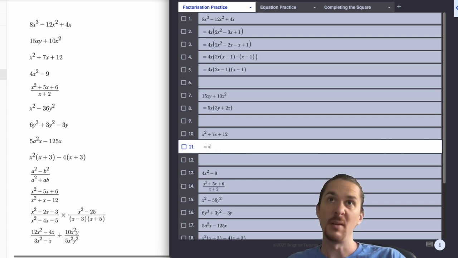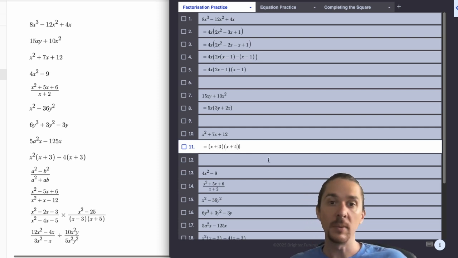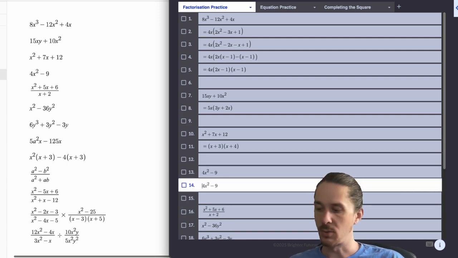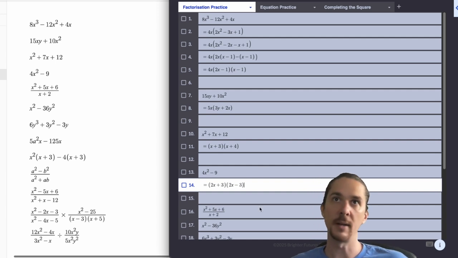That's going to be 3 and 4, and so we can just say that our answer is x plus 3, x plus 4. That is a completely acceptable leap to make in your working out. Okay, this one here is a difference of 2 squares, so it is going to be 2x plus 3 times 2x minus 3, just like that.